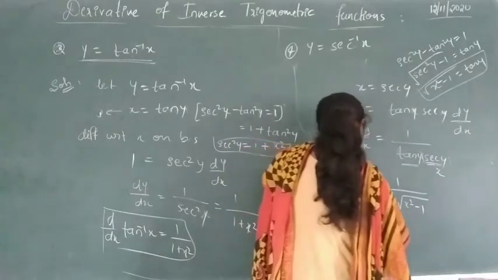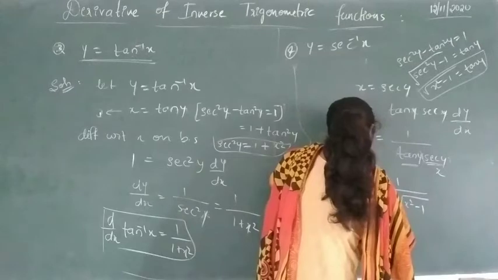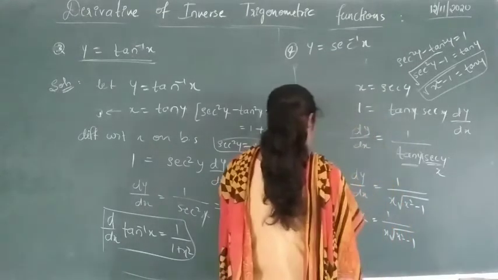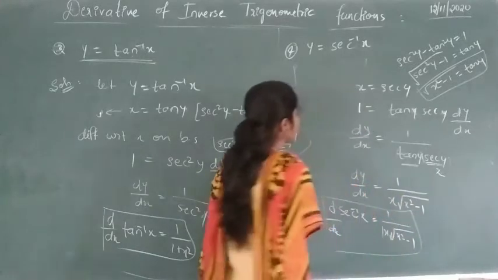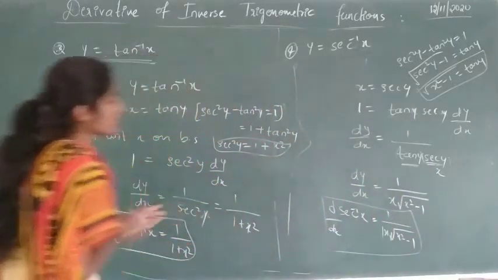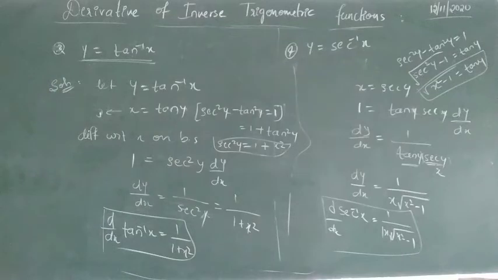That will be 1 divided by x into square root of x square minus 1. So this is the derivative of secant inverse x. You can write it down here also, no problem. So the derivative of secant inverse x is 1 divided by x into square root of x square minus 1.